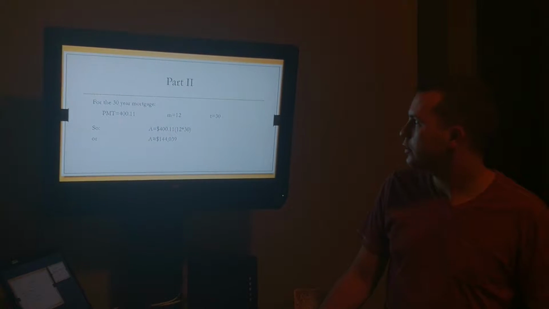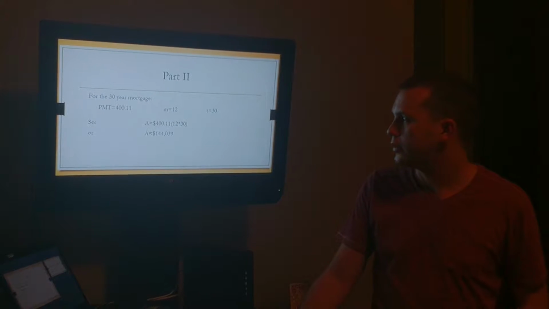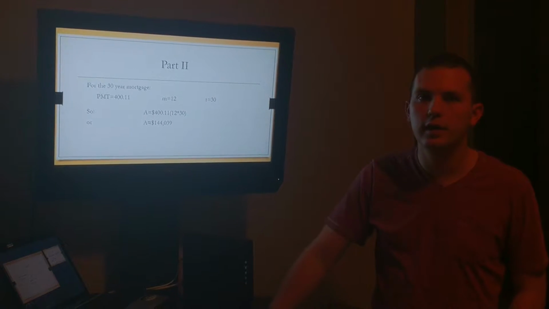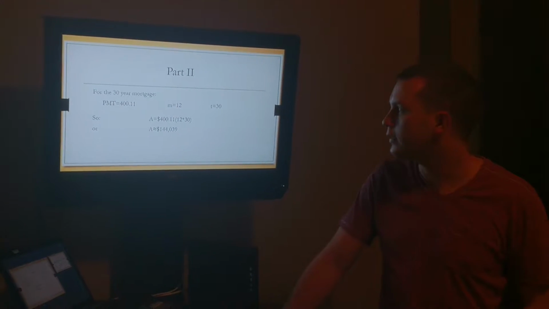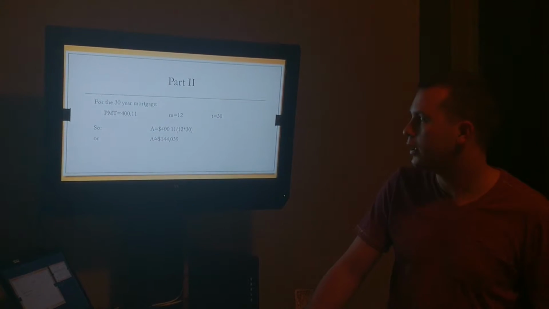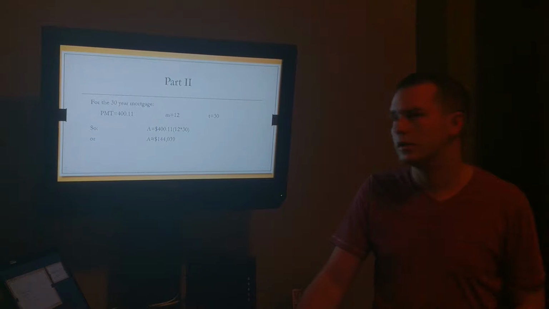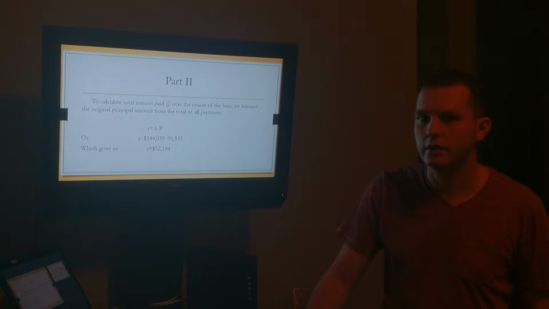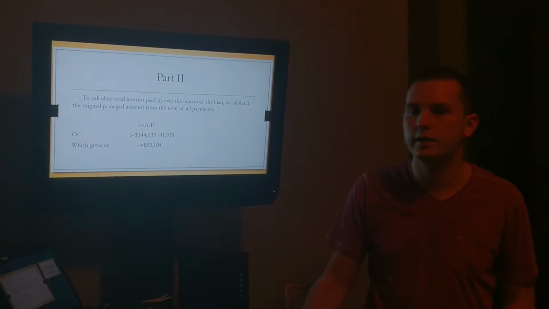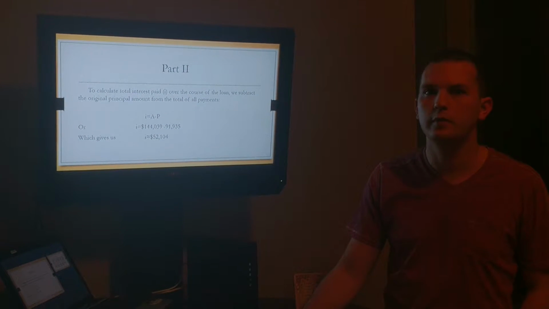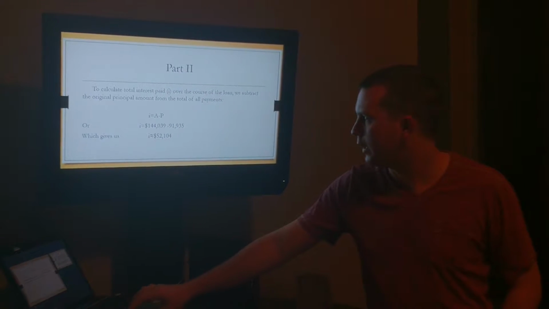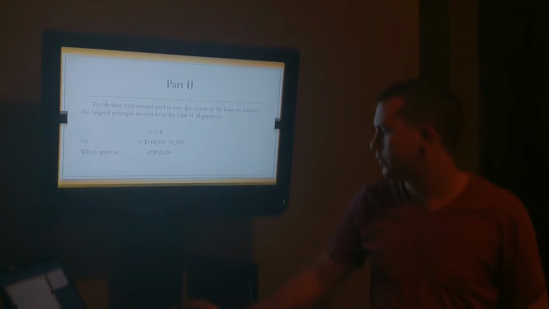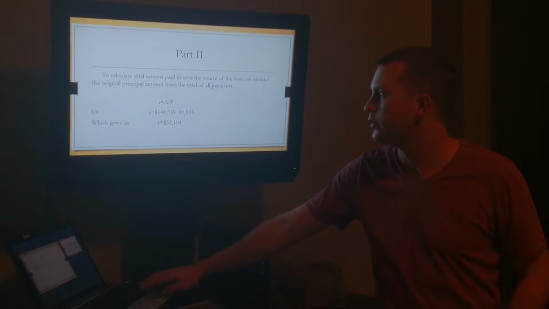For the 30-year mortgage, payment equals $400.11. So our total payments is $400.11 times 12 times 30, which gives us $144,039 approximately. To calculate the interest, we do the same thing we did before. We subtract the original amount from the total paid, and that gives us what we've paid in interest, which is $52,104 on a $93,000 loan. So it's pretty expensive.